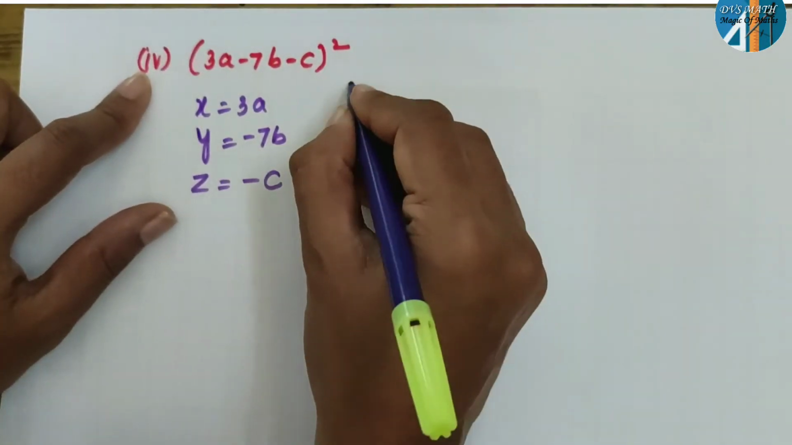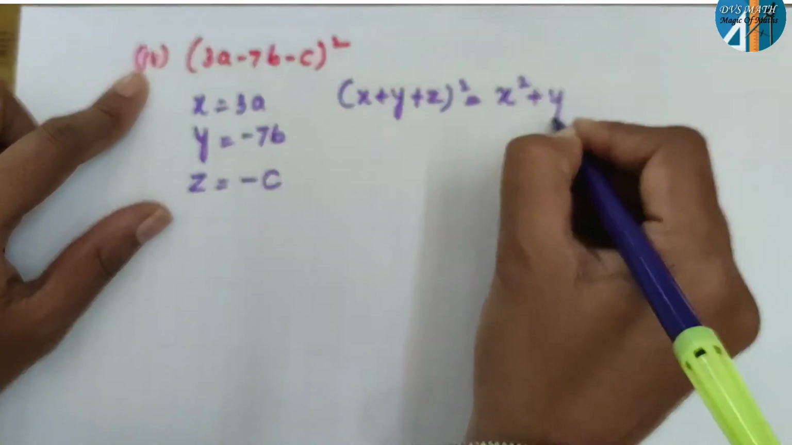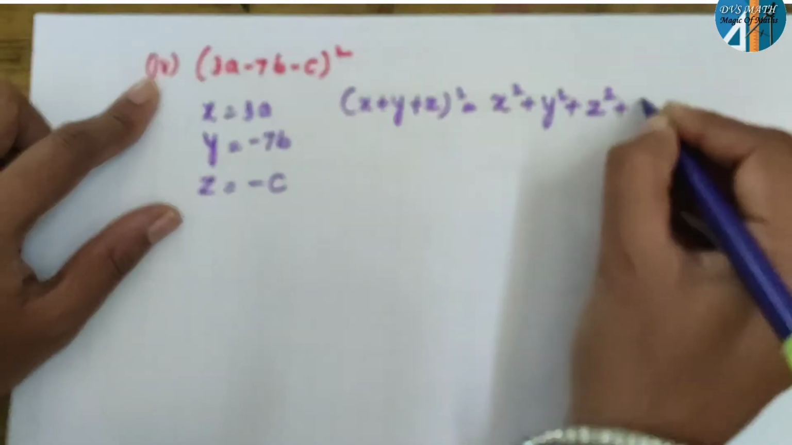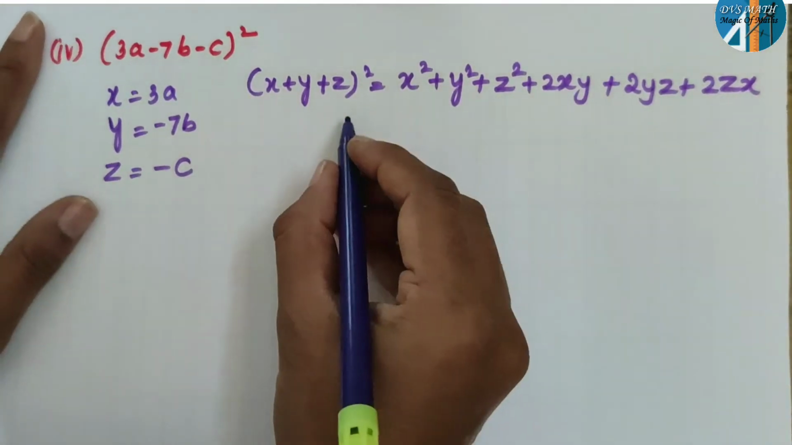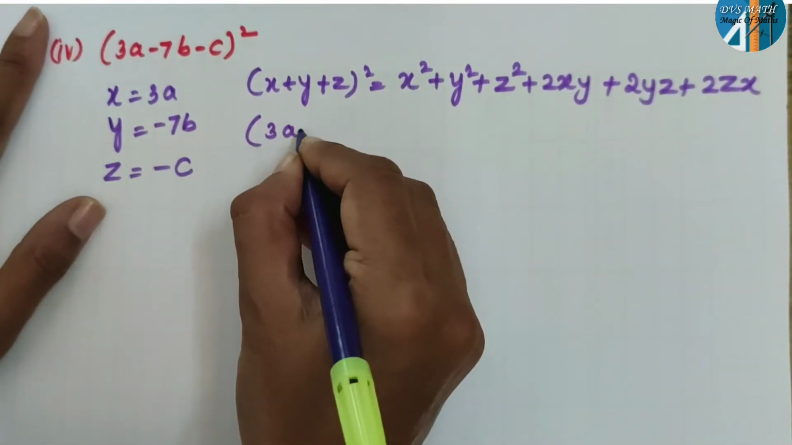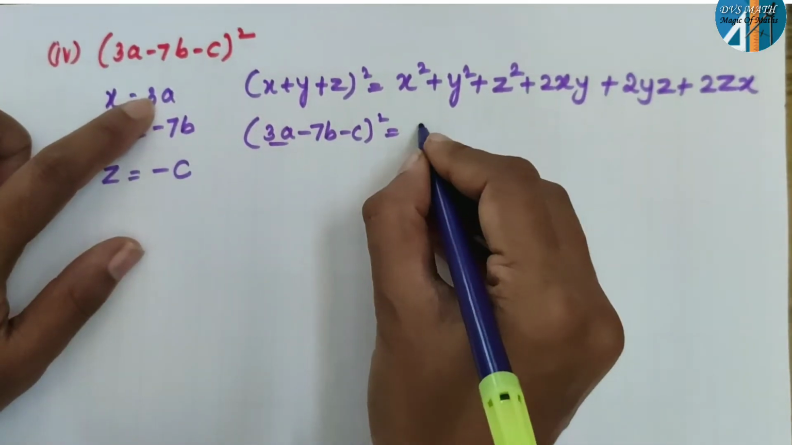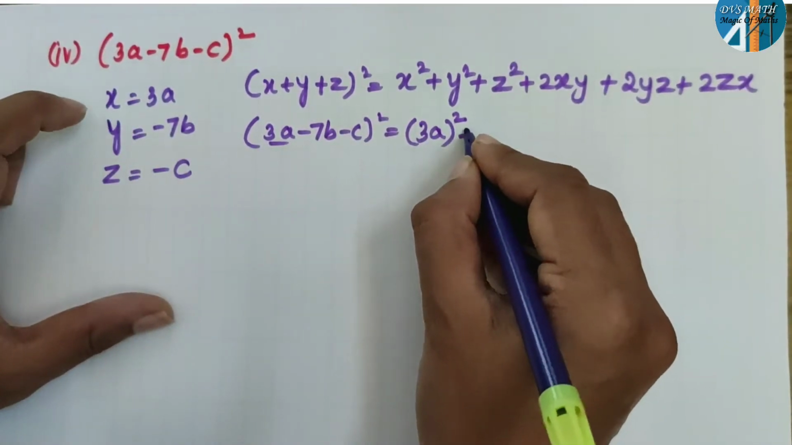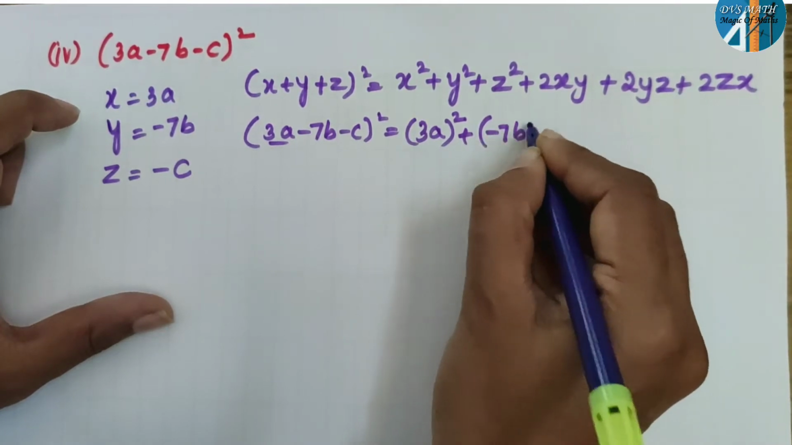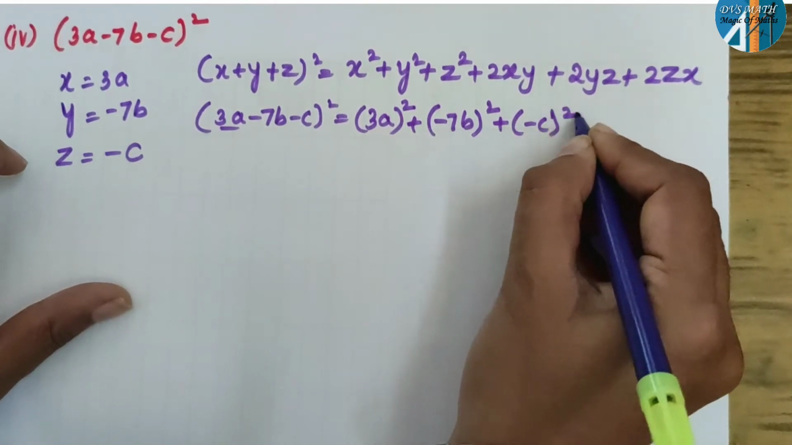Okay, now let us write the formula. What is the formula? X plus y plus z whole square is equal to x square plus y square plus z square plus 2xy plus 2yz plus 2zx. So now let us substitute. Here we have 3a minus 7b minus c whole square. In the place of x, what we have? 3a. So 3a whole square, not 3a square. It is whole square you have to write. Plus, what is in the place of y? We have minus 7b whole square. Plus of minus c whole square.